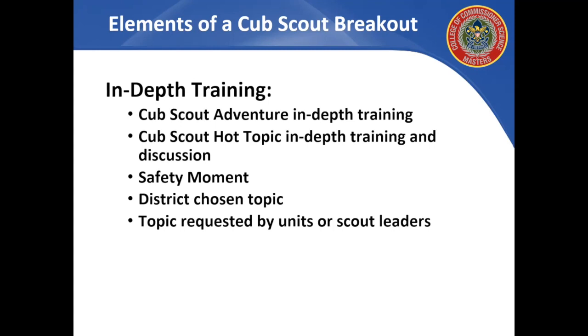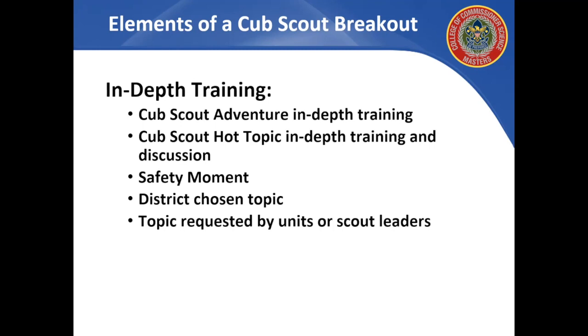A roundtable can almost completely be filled with the topics requested by units and the Cub Scout leaders. Now maybe there are a few pieces of information that we need to disseminate and bring down that are important. But by and large, we need to listen. So that means some prior planning and asking, at each roundtable session and in each breakout, and listening, what are the things that your unit needs?